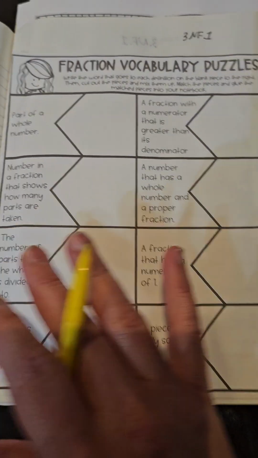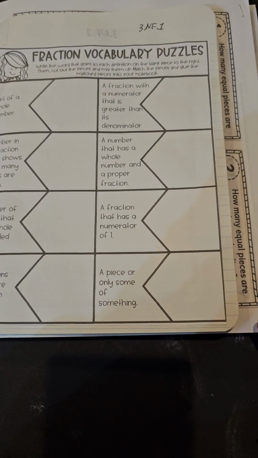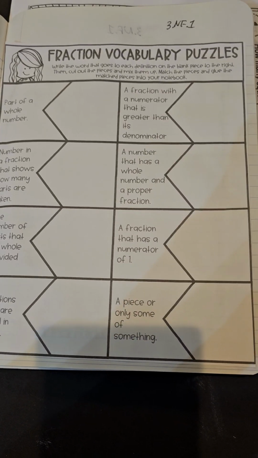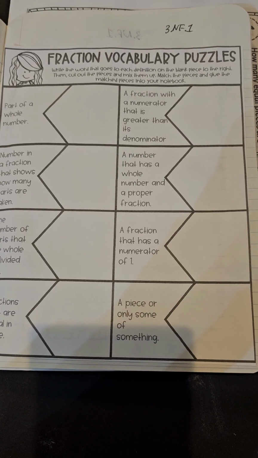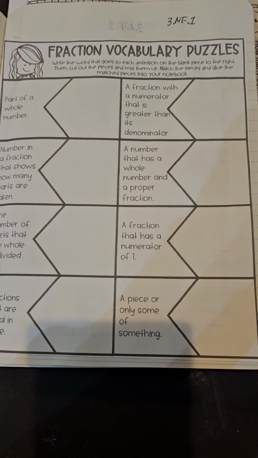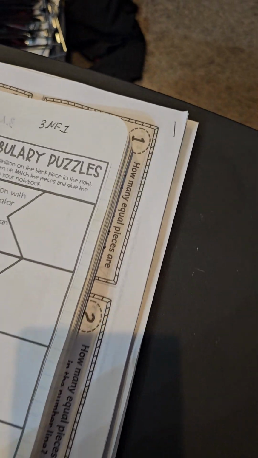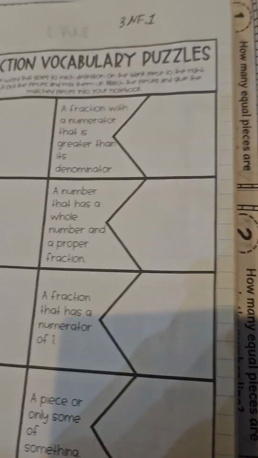Alright, so your notebook should be already open probably because that page was inside of it. And this is called Fraction Vocabulary Puzzles. Okay, so I'm going to give you a list of words. I'm going to write them down on that piece of paper that was on my exit slips. And then you're going to match them the best you can. I have papers everywhere.